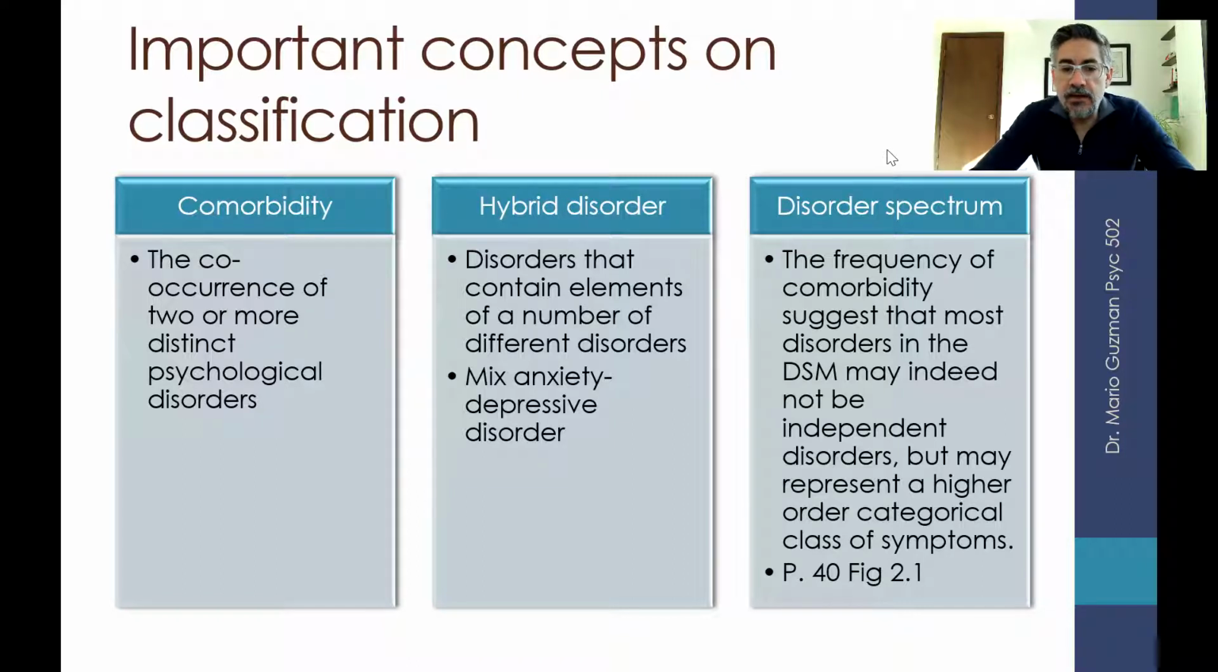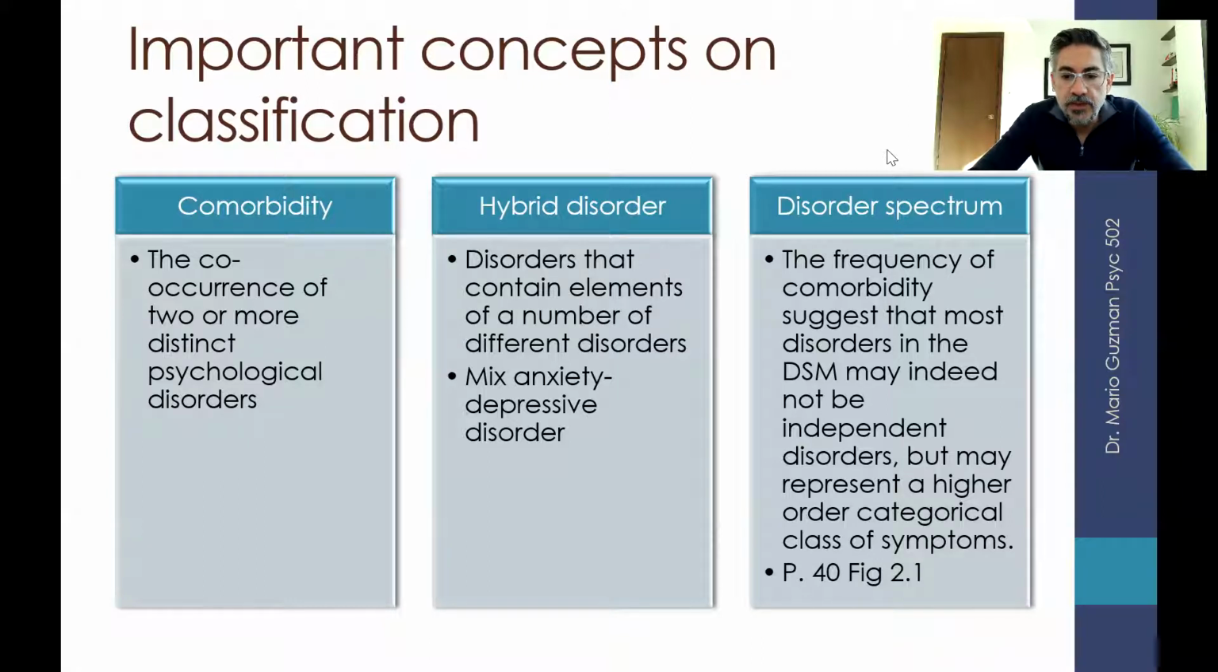So when you have a client that has more than one disorder, that's comorbidity, okay? Hybrid disorders are disorders that contain elements of a number of different disorders, for example, anxiety depressive disorder. But again, remember guys, there's a lot of debate saying, well, maybe it's not that they are hybrid disorders, but in reality they don't exist as distinct disorders, right? They are just part of a spectrum or a syndrome or something like that. And that's the third concept, disorder spectrum.